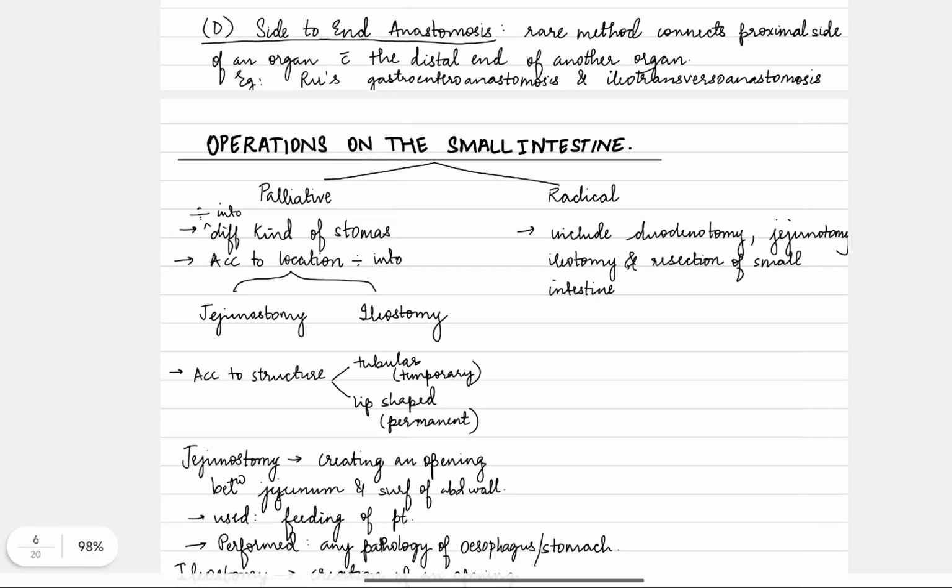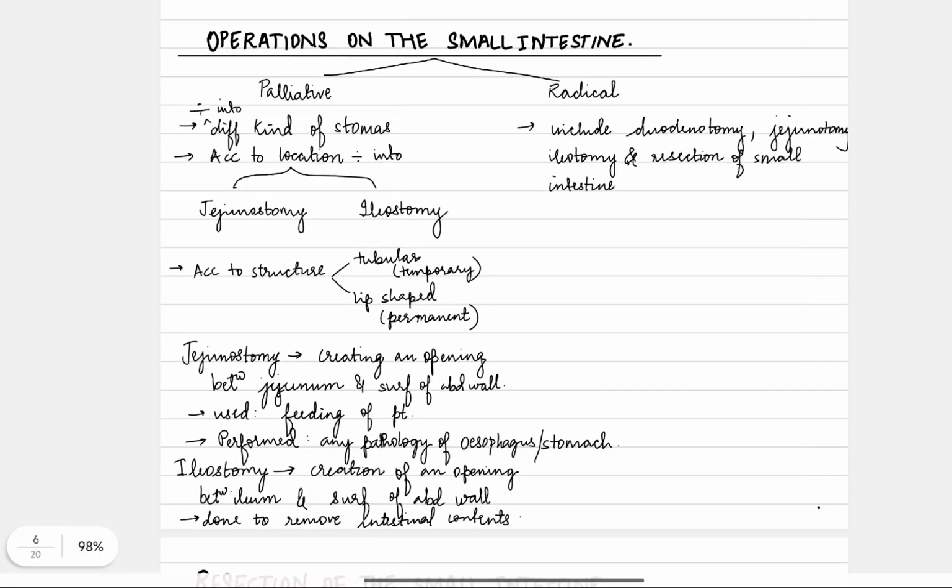Now we come to operations on the small intestine. There are two kinds, palliative and radical. Palliative is divided into different kinds of stomas according to the location, divided into jejunostomy and ileostomy. According to the structure, it is tubular, which is temporary, or lip-shaped, which is permanent.